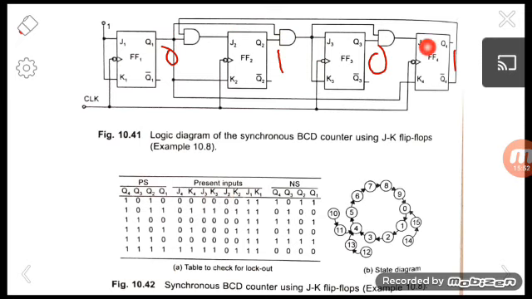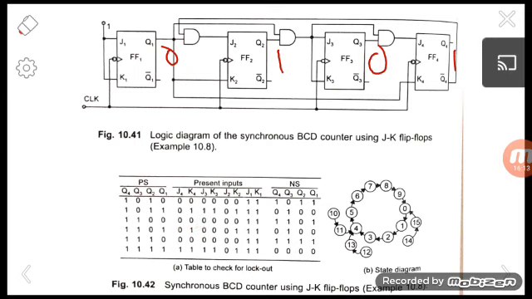And what happens to J4 and K4? Here Q3 is 0, so J4 will be 0. And K4 is Q1 here, and Q1 is 0, so K4 also will be 0. So J4, K4 will be 0. So here are the corresponding present inputs, and we want to find the next state based on these inputs.